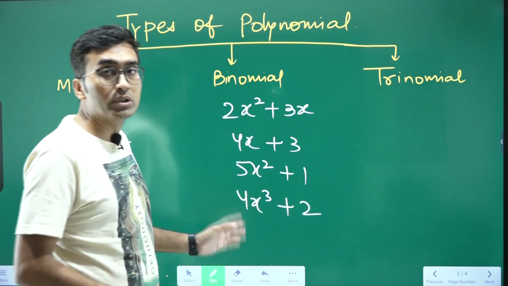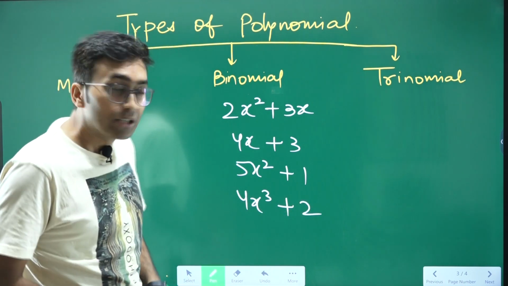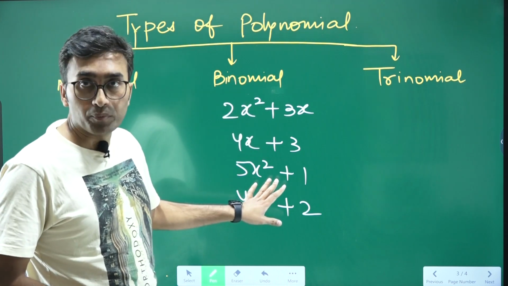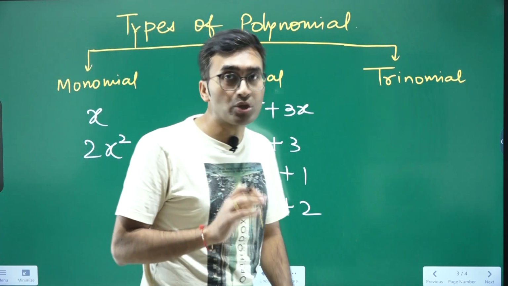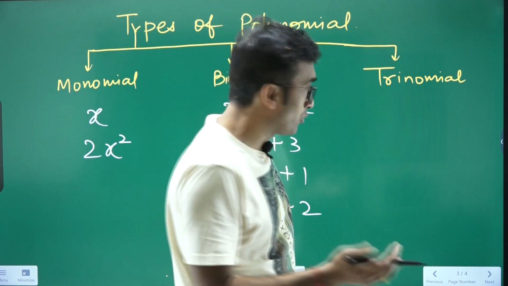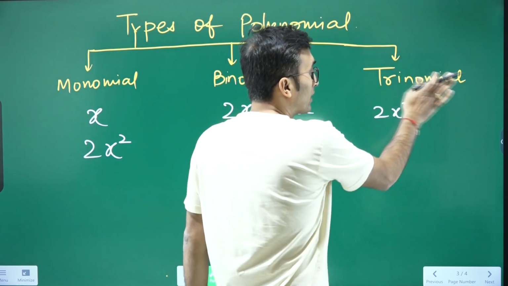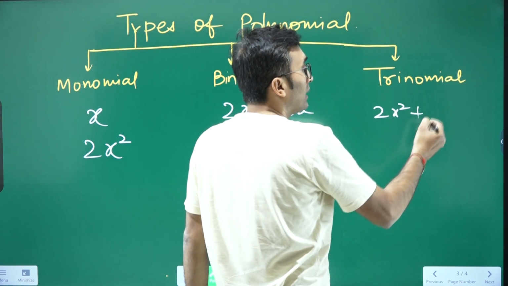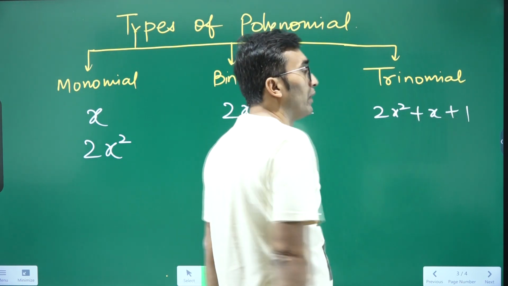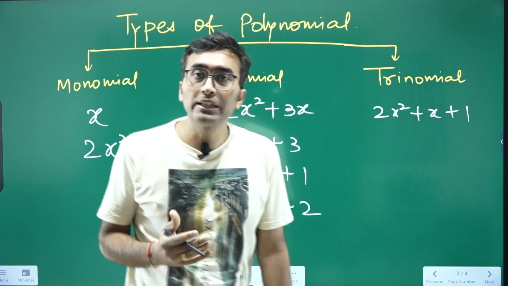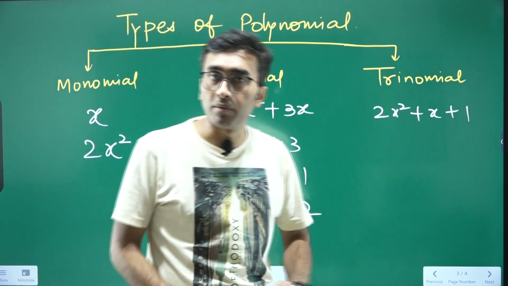Yes, again the two terms are separated by that sign. So this is called a binomial. Now next we have the trinomials. In case of the trinomial we have three terms, like if I write 2x square plus x plus 1. So we have three terms here.